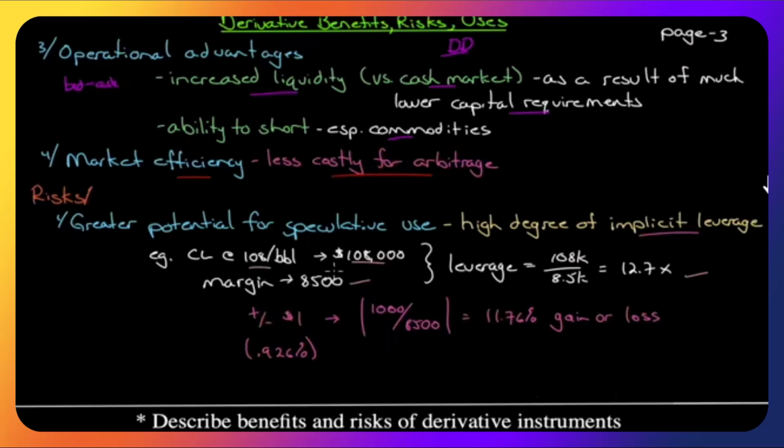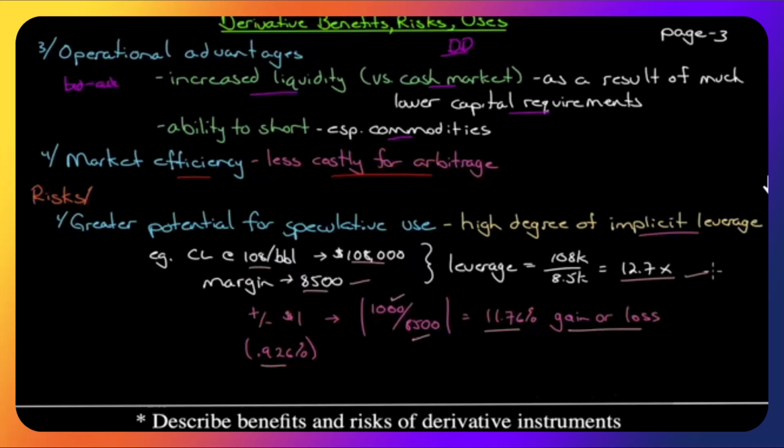So let's assume that the price of oil changes by $1 up or down. Since it's $108 a barrel, a $1 change is 0.926% change in the price of oil. But since the contract is for 1,000 barrels, a $1 change is a $1,000 change on your $8,500 margin. I've got absolute, this is the absolute value we're looking for, is 11.76% gain or loss. So even though the price of the oil itself only moved less than 1%, your gain or loss is 11.76% because of the level of leverage.